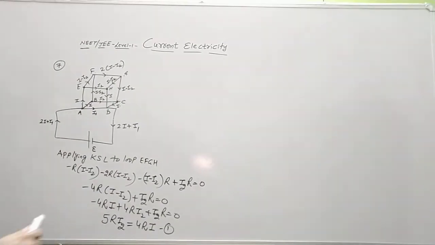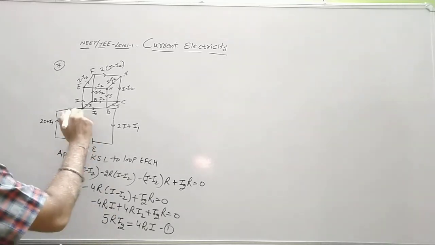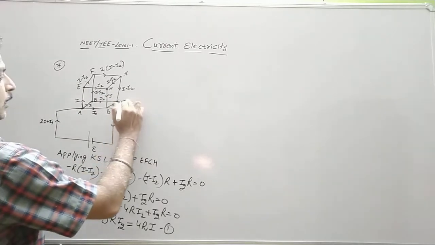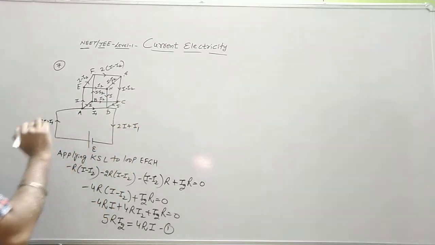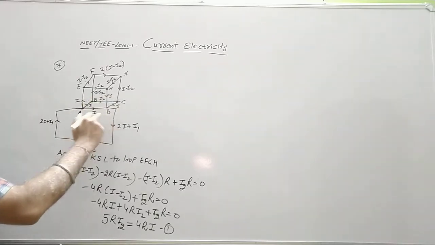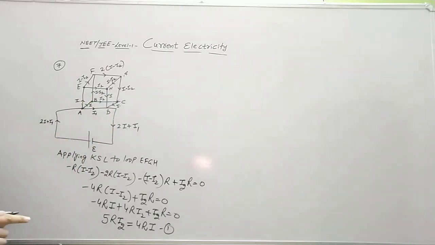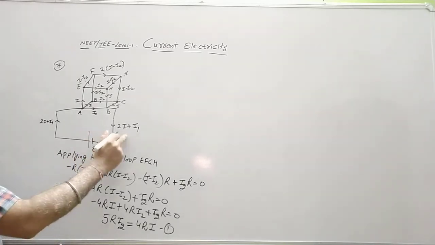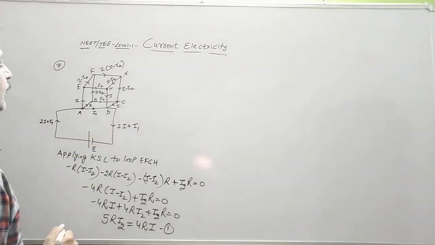Now let us take another loop, say A, B, C, D, A. That will give us the relation between I, I2 and I1. One loop we have to take which consists of a battery only.